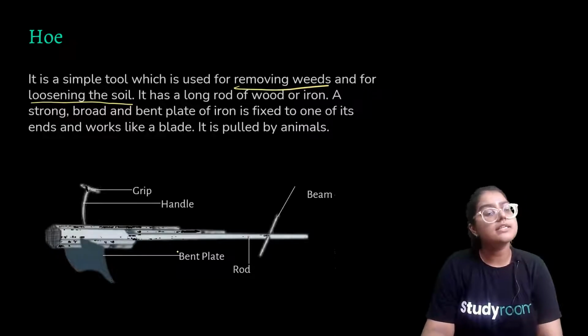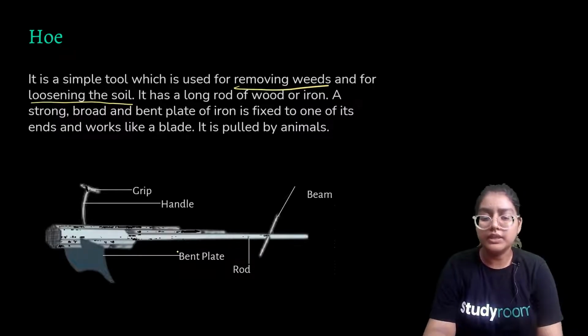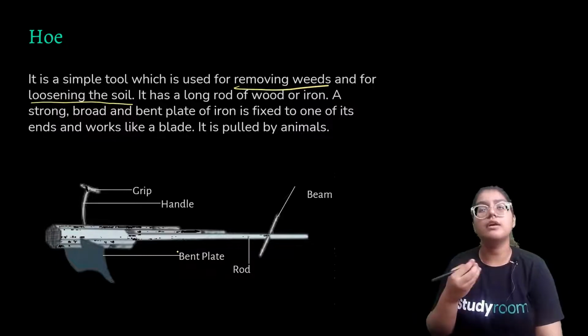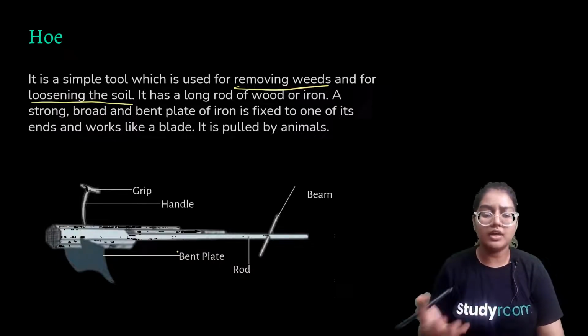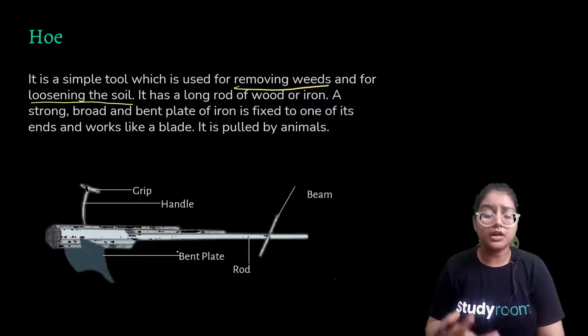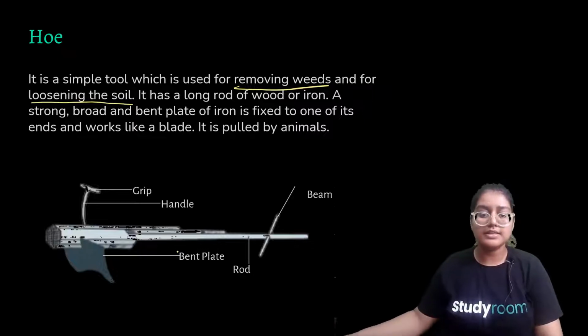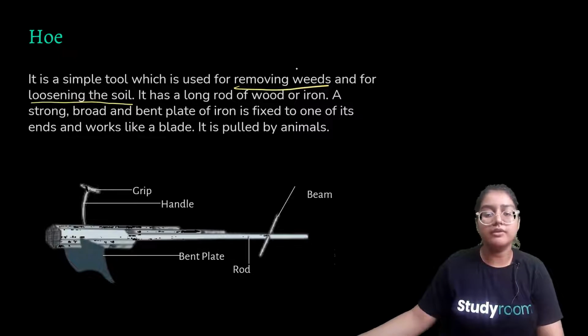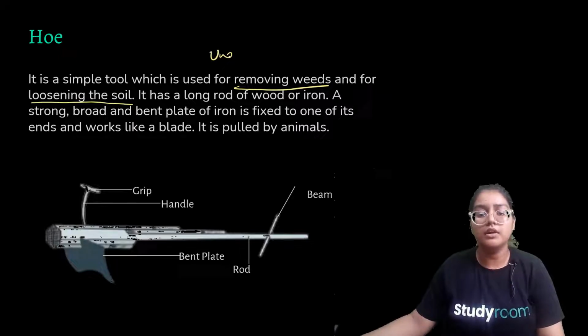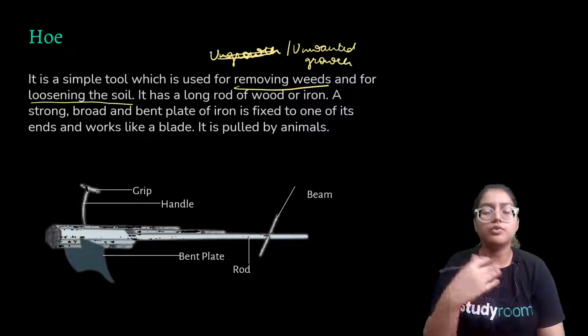What is hoe? It is a simple tool which is used to remove weeds, and it loosens our soil. So the functioning is the same. Plugs, hoe, cultivator ensure the healthy growth of our plants. Weed is unwanted outgrowth. We'll be learning about weeds and weedicides in the coming videos. So you can write unwanted growth. It is unwanted growth, and hoe is used for loosening the soil.